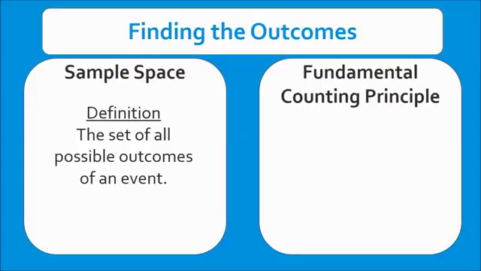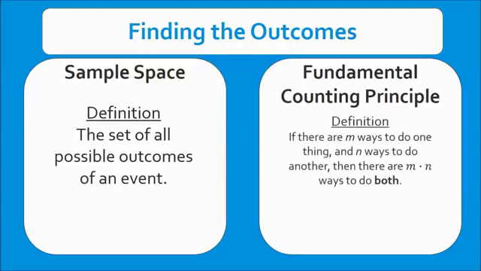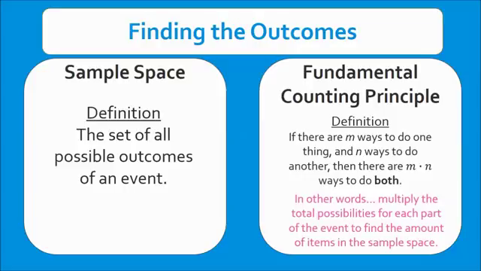Now there's an easy way for us to figure out the total number of possible outcomes, and that's by using the fundamental counting principle. The fundamental counting principle tells us that if there are m ways to do one thing and n ways to do another, then there are m times n ways to do both. So in other words, to find the total number of outcomes, we multiply the total possibilities for each part of the event to find the total things in the sample space.